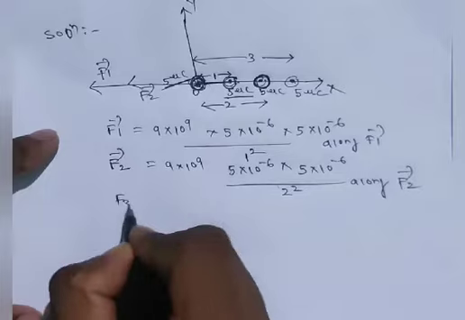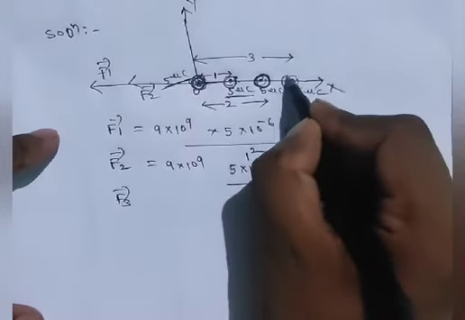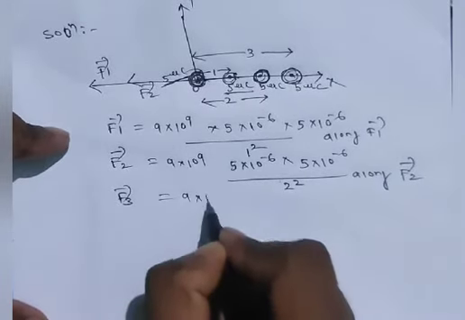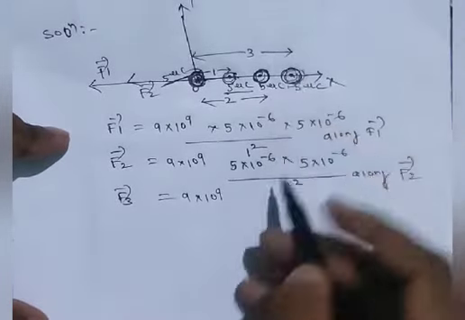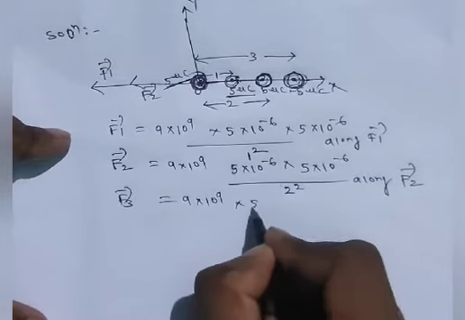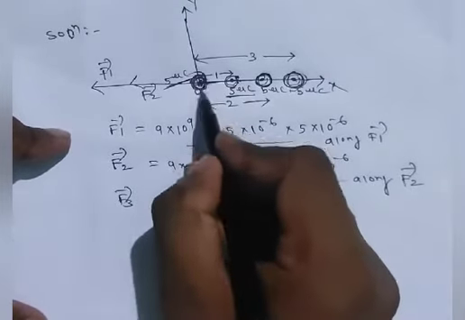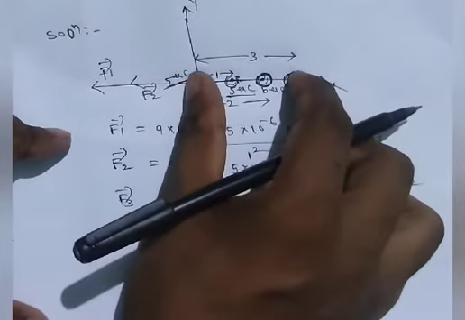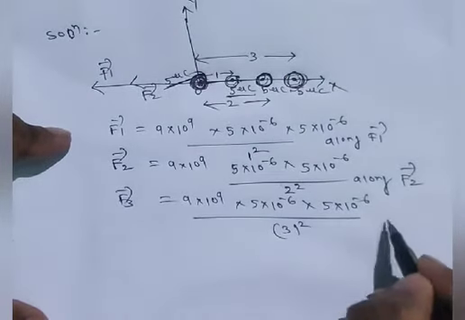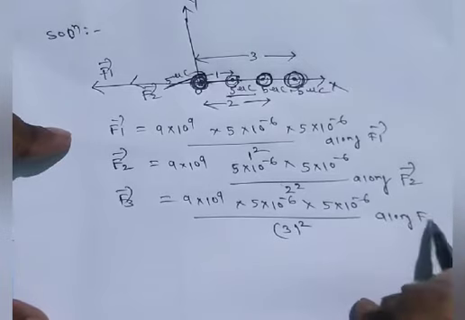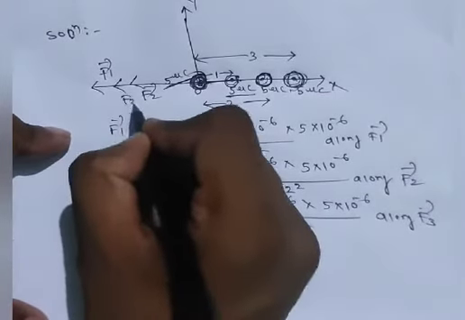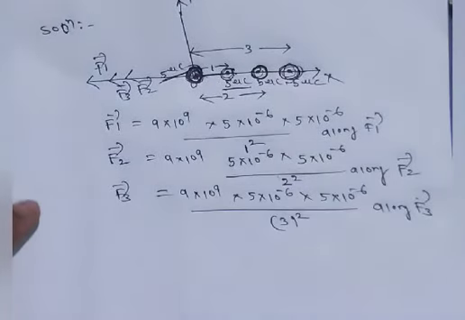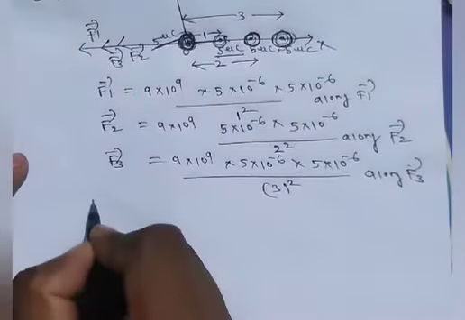And F3 will be the force due to this 5 microcoulomb on this 5 microcoulomb charge. That will be 9 into 10 to the power 9. Q1 is 5 microcoulombs, meaning 5 into 10 to the power minus 6. Q2 means 5 into 10 to the power minus 6. R square, the distance is now what? 3, meaning 3 square. This will be directed along the same direction, F3. So now the resultant force on this 5 microcoulomb, which is situated at the origin, will be what?